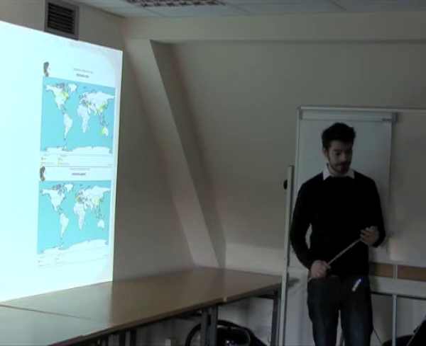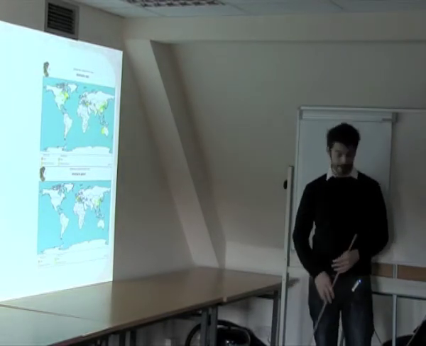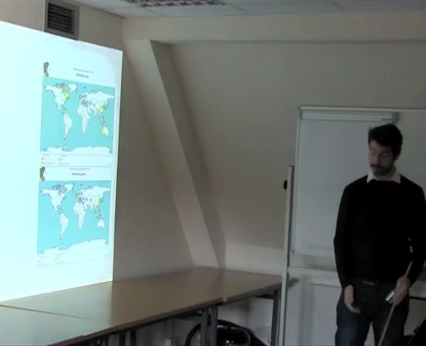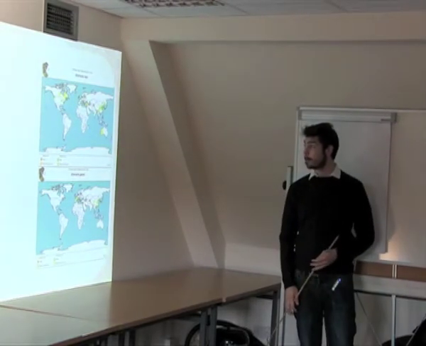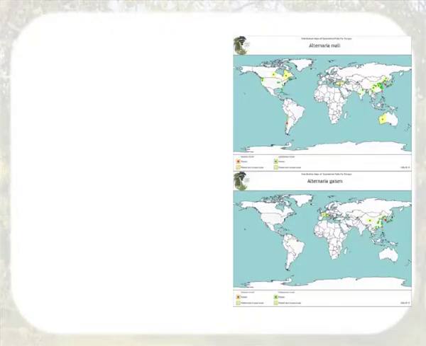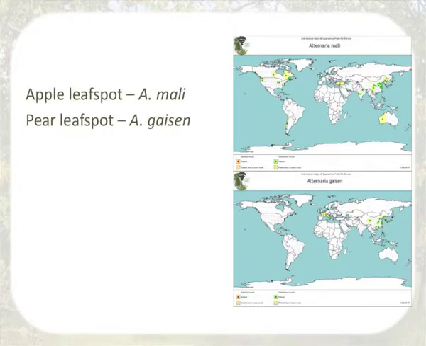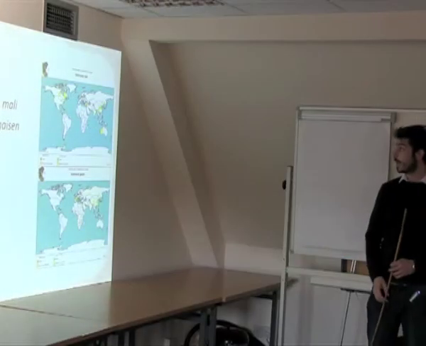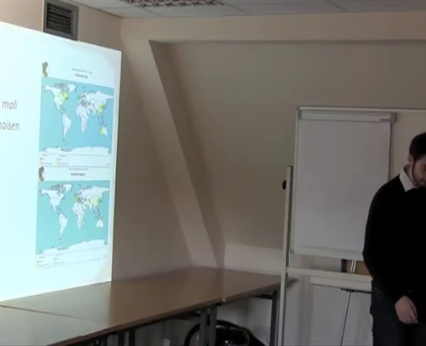So of particular interest, it's all well and good saying this is a species group that needs further characterization, but this group has economic importance too. As plant pathogens, particular diseases, apple leaf spot and pear leaf spot, cause significant economic damage on apple and pear production in their native ranges in East Asia and in North America as well. And with increased movement of plant material, we're seeing risk of establishment in Europe and the UK as well.